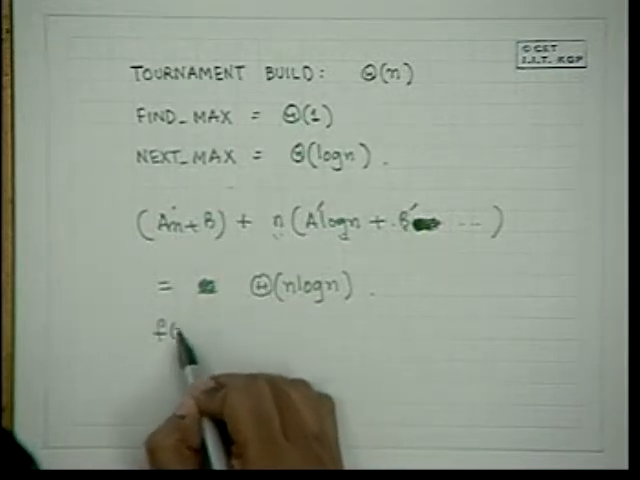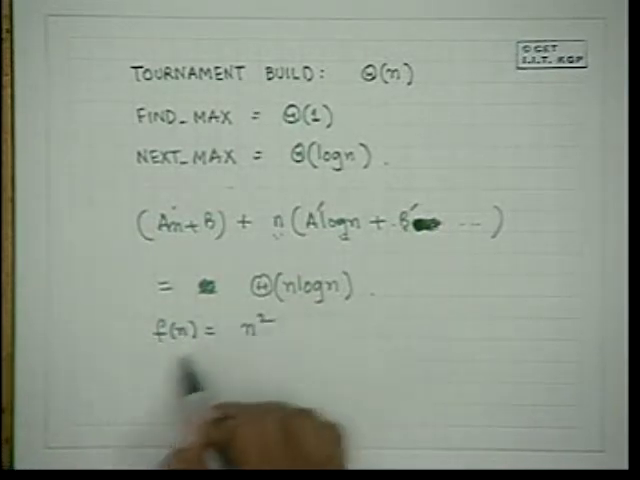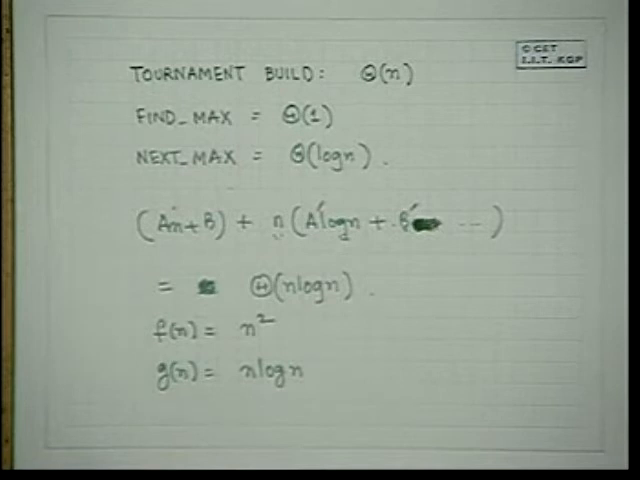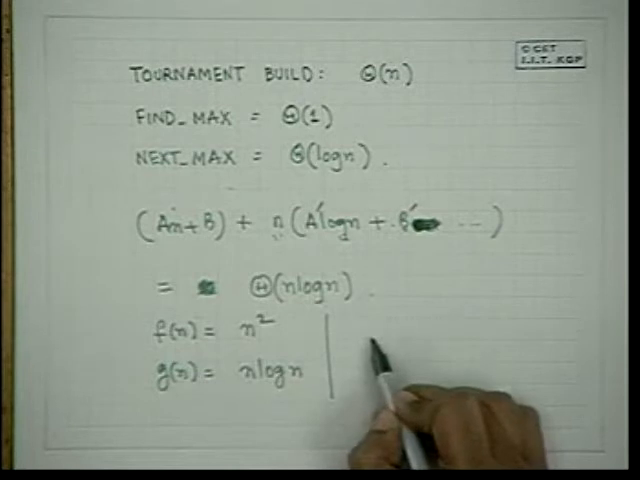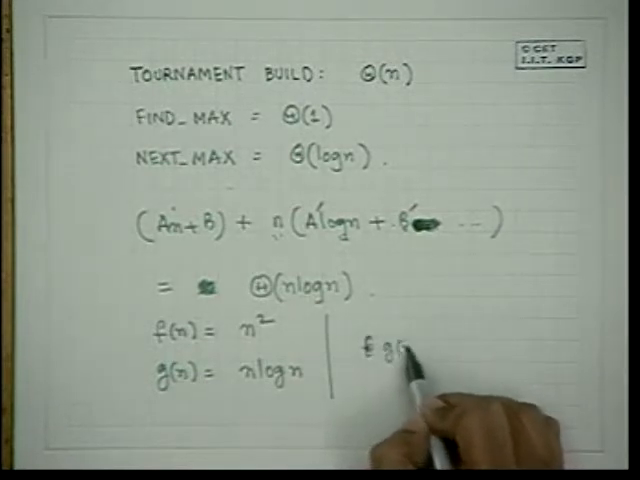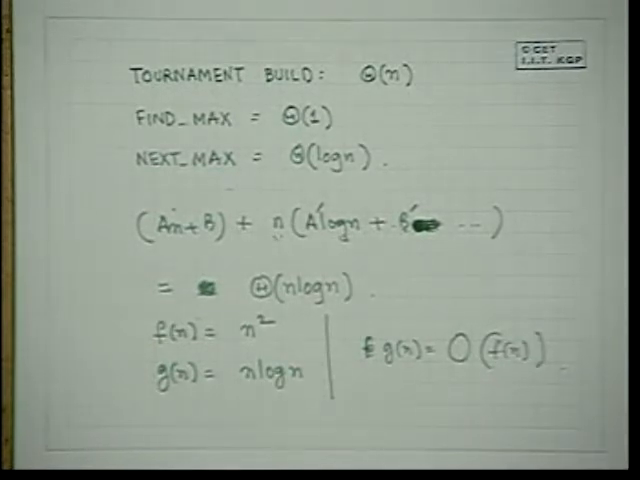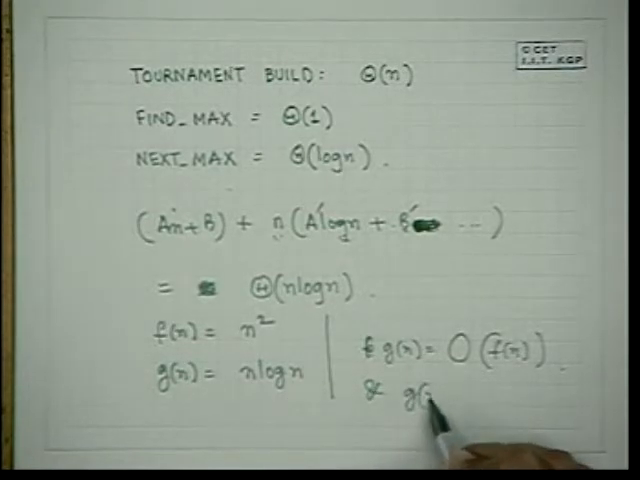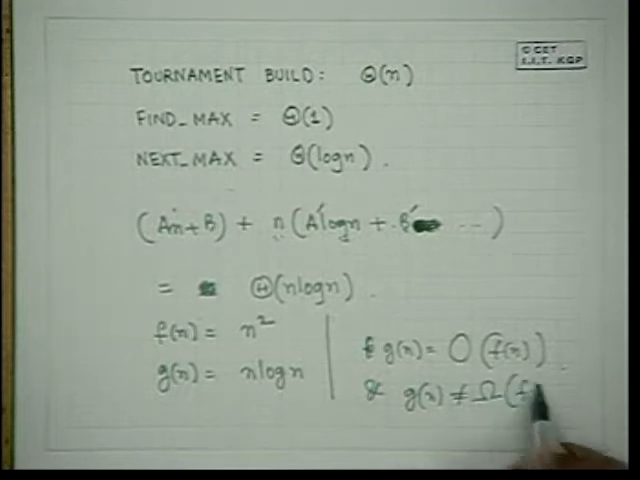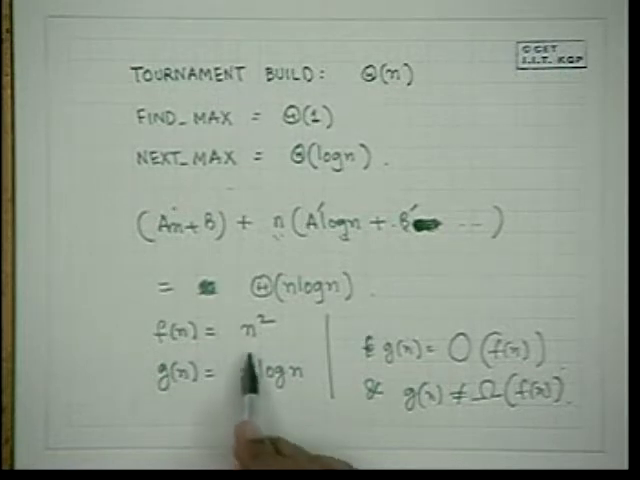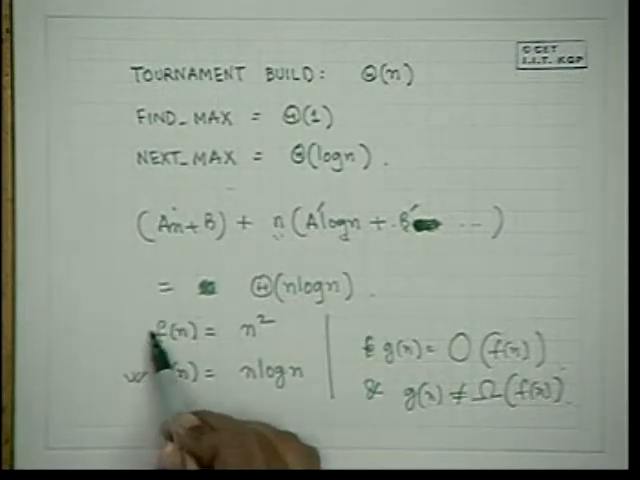So now let us see. One we have got Fn is equal to n square. The other we have got Gn, which is equal to n log n. These are the two order functions. Now clearly Gn is upper bounded by Fn, and Gn is not lower bounded by Fn, that is, these two are not of the same order. Therefore this is much better than this.